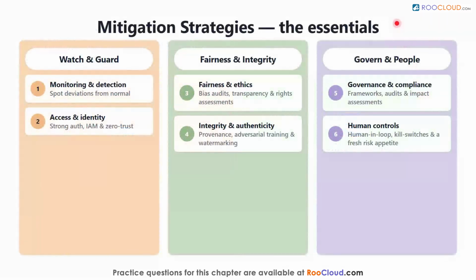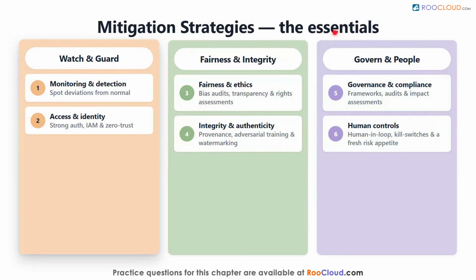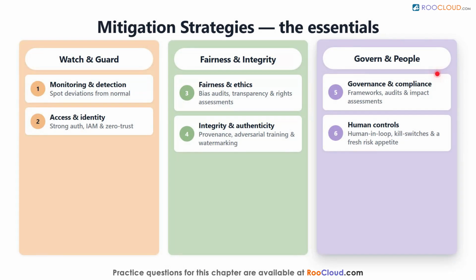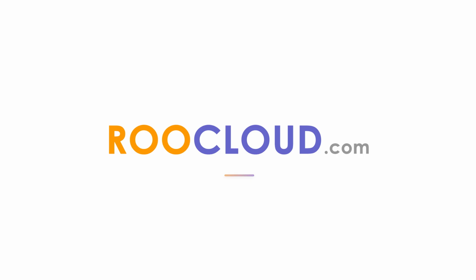Let's bring it all together. Mitigation pairs controls to threats, and the controls cluster into families. Monitoring and detection, fairness and ethics, access and identity, input and output handling, data and model integrity, content authenticity defenses, governance and compliance, and human and organizational measures. A single strong control often covers several threats, and the whole effort should prompt a fresh look at the organization's risk appetite. You now know how to defend against the AI threats you have learned to spot.